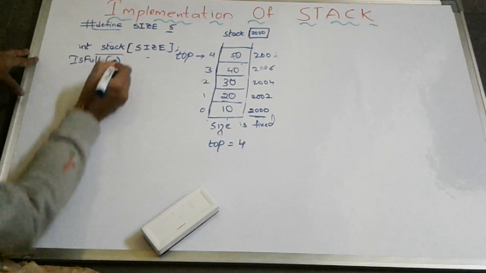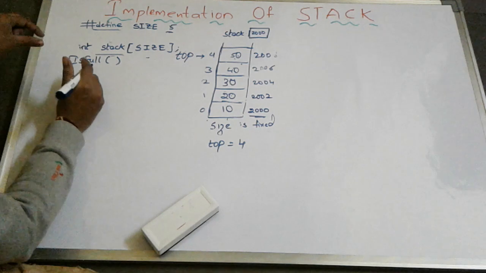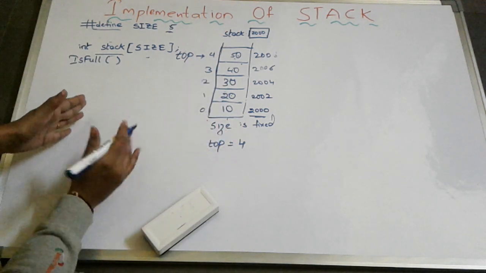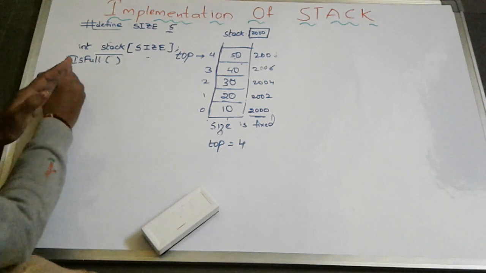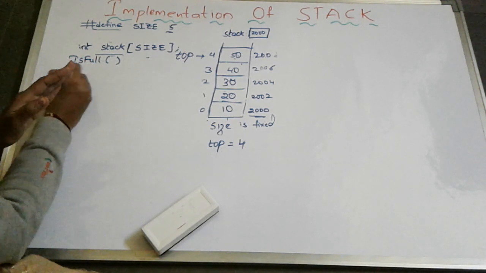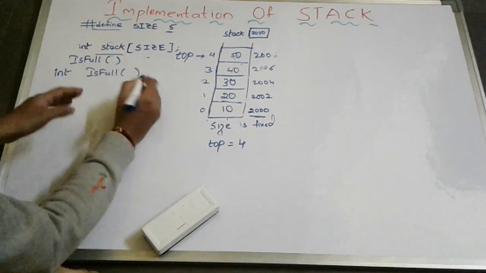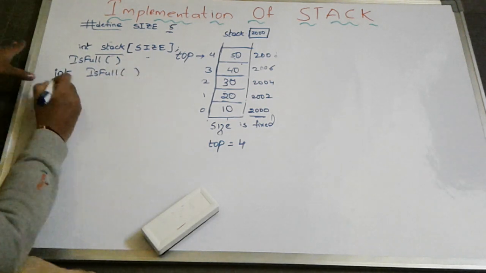Is full checks whether this stack is full or not. So we have only two possibilities, 0 or 1. That is it, so it returns an integer. Integer is full. It doesn't take any parameters.